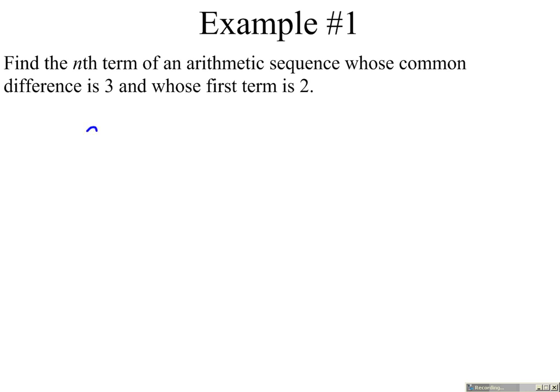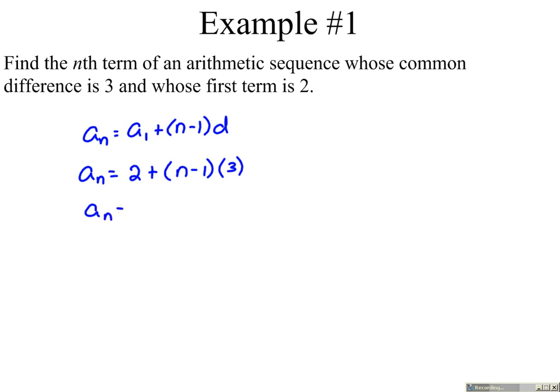Go to your formula. A of n equals a of 1 plus n minus 1 times d. Plug in what we know. We're looking for the nth term, so we don't know that. We know the first term is 2. So in our parentheses here, n minus 1, nth term minus first term, that's going to stay as n minus 1, and we're told the common difference is 3.